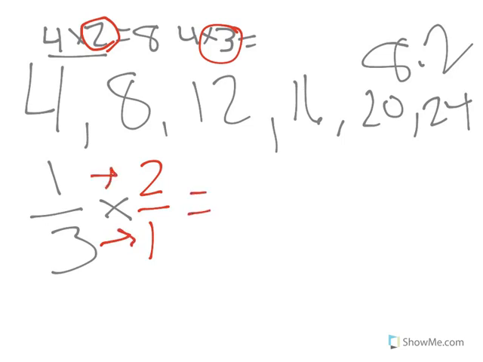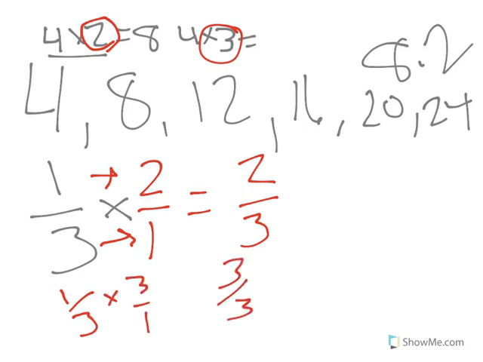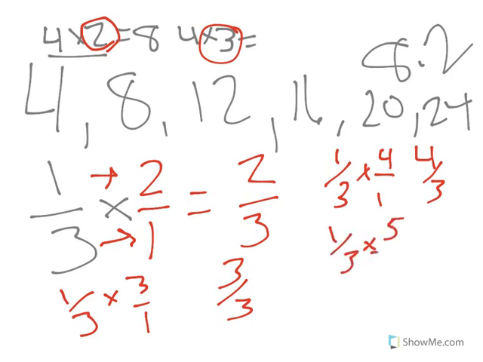So the first multiple would be 2/3. And then I times the 1/3 by 3, and I get 3/3. And then I times 1/3 times 4, I get 4/3. 1/3 times 5, and I get 5/3. So on and so forth, and I could go on forever, okay?